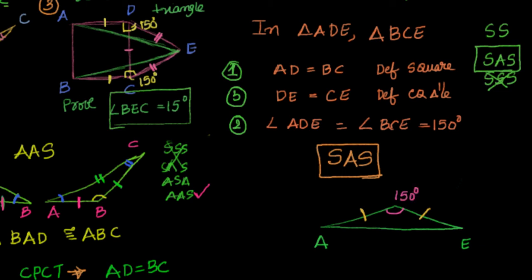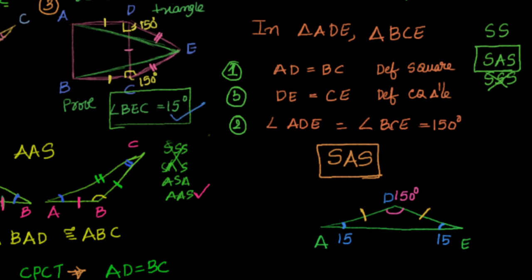Now this is pretty straightforward. These two angles should be equal. Why should these two angles be equal? Angles opposite equal sides in an isosceles triangle are congruent, or equal. So this should become 15 and 15. If I am able to prove DAE or DEA, it is equal to either angle BEC or angle CBE. Anything is fine. So we have proven that angle BEC is equal to 15 degrees.